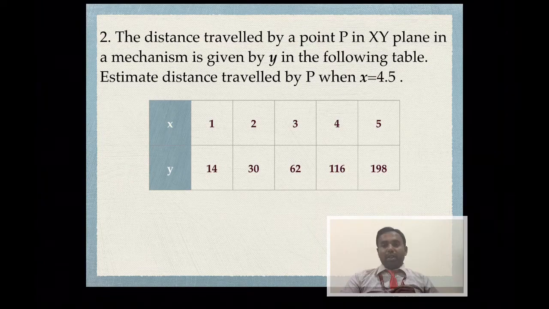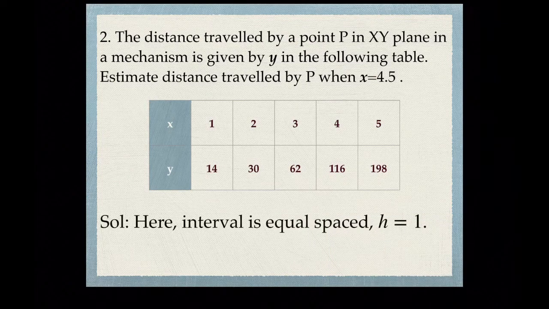198 for 5. Of course, the first thing we need to check here is whether the interval is equally spaced. And of course, 2 minus 1, 3 minus 2, 4 minus 3, 5 minus 4, the difference is 1, so h value is 1.